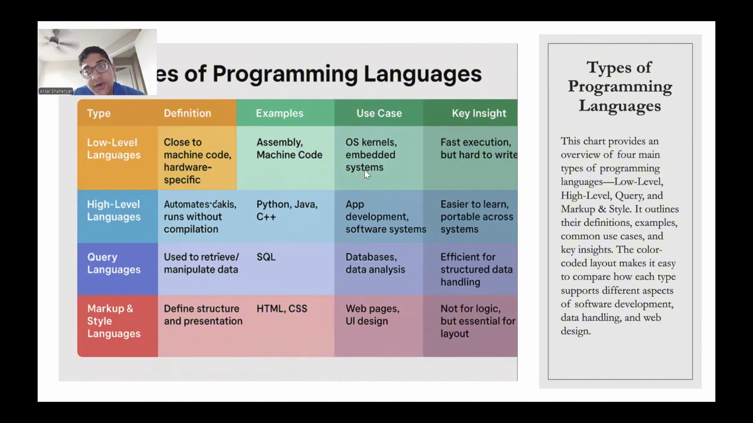So this chart provides an overview of four main types of programming languages: low level, high level, query, and markup and style. It outlines their definition, example, common use cases, and key insights. The color-coded layout makes it easy to compare how each type supports different aspects of software development, data handling, and web design.